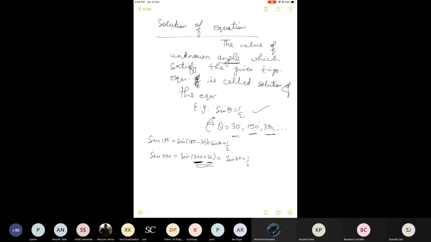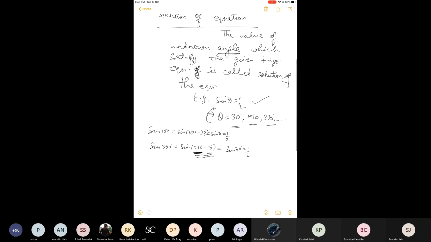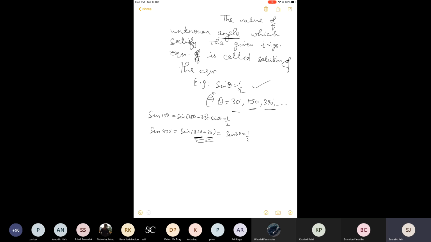Now first of all, solutions are of two types. Solution means solutions of trigonometric equations. So solutions are of two types. One is called principal solution, and the next one is general solution.